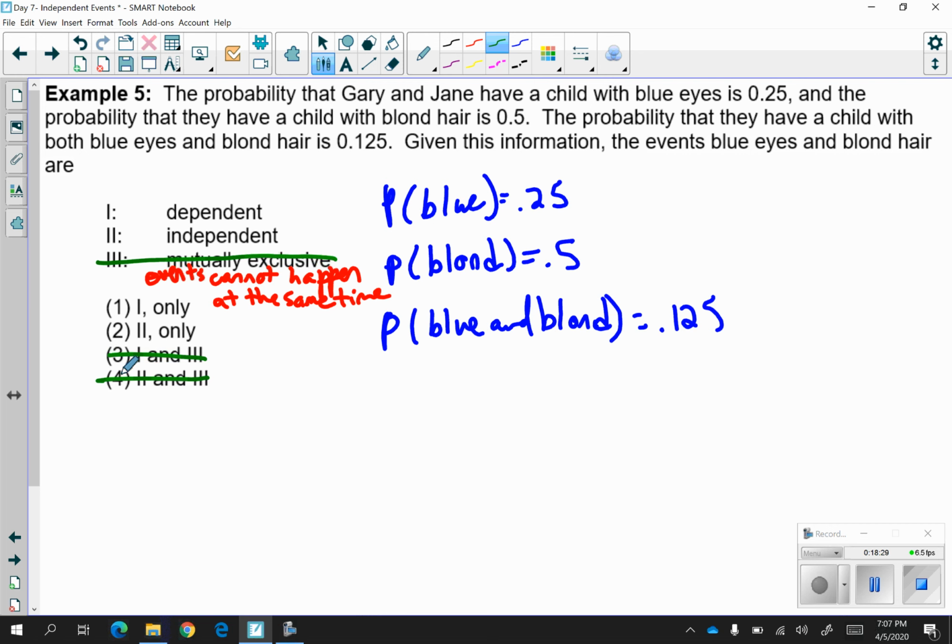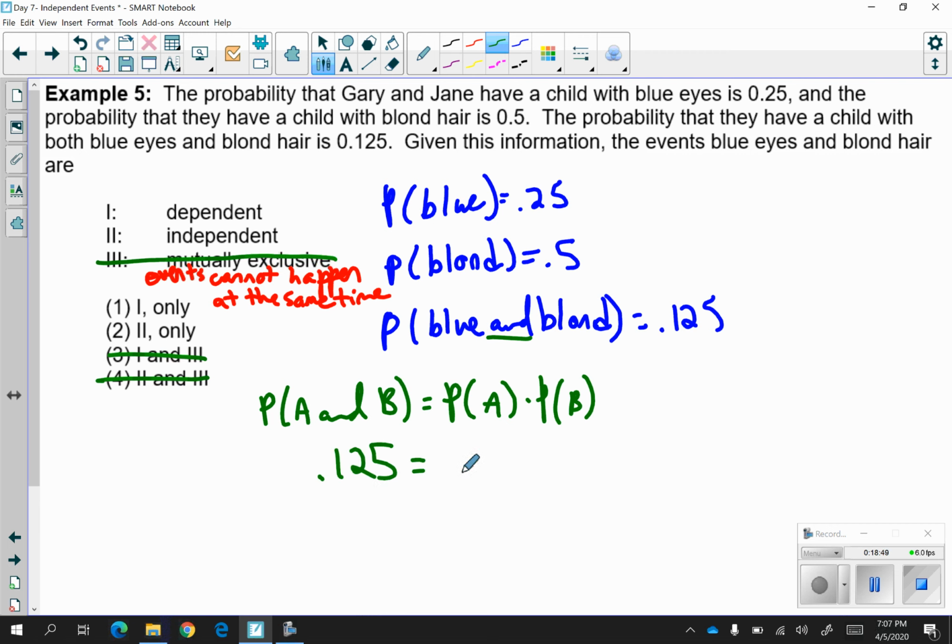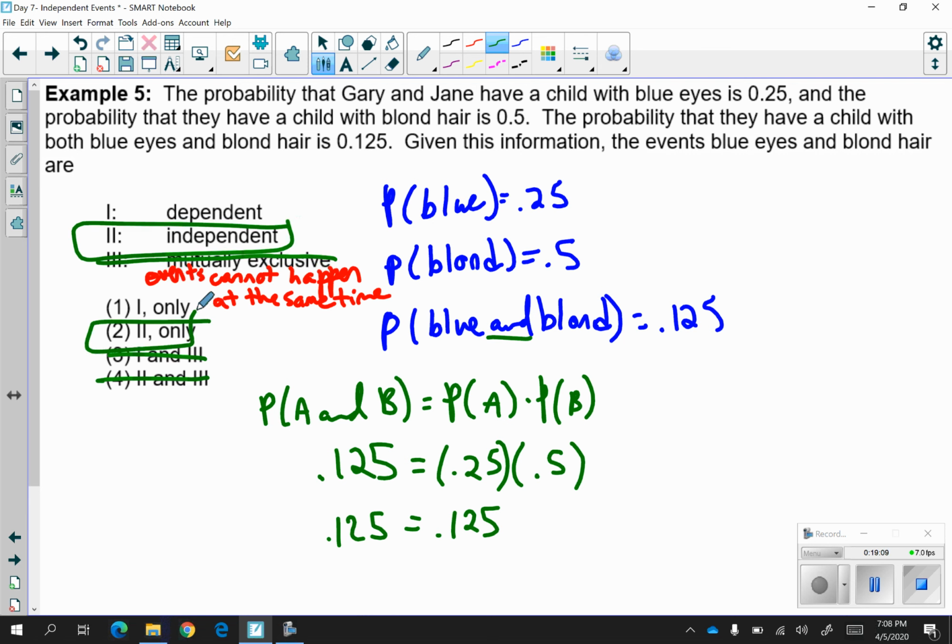I'm not going to use conditional because they're not giving you conditional, they're giving you and. So try working with the probability of A and B is equal to the probability of one times the probability of the other. We have A and B is 0.125. The probability of A is 0.25 times the probability of B, which is 0.5. When you use your calculator, you should get that they are equal. Because they're equal, that means they are independent, which would be choice 2.